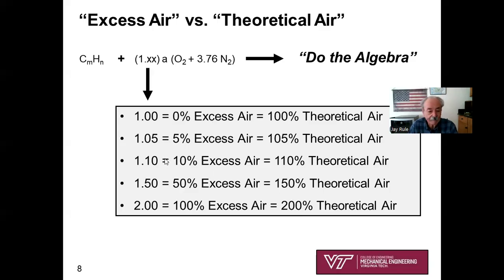Instead of doing all of them, obviously, let's do 10% excess air. So 1.10 is our factor. That means 10% excess air. And that's the same as meaning 110% theoretical air. I hope that helps get you a common sense feel for the difference between stoichiometric air, theoretical air, and excess air. 100% theoretical air is the same as stoichiometric, and 0% excess air is stoichiometric. Hope that helps.